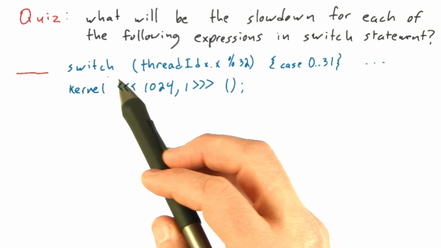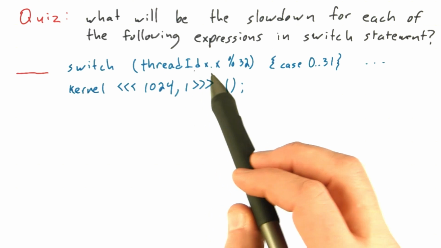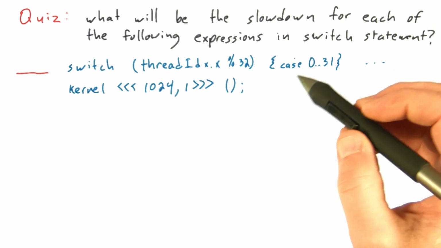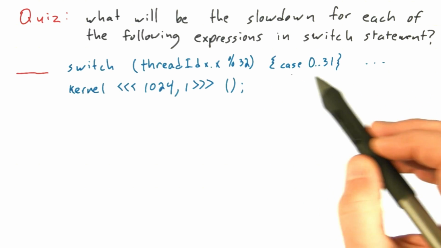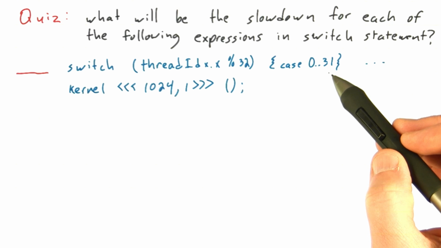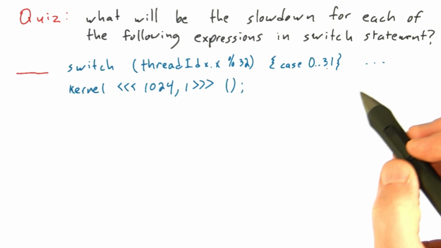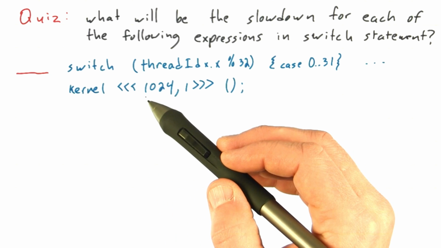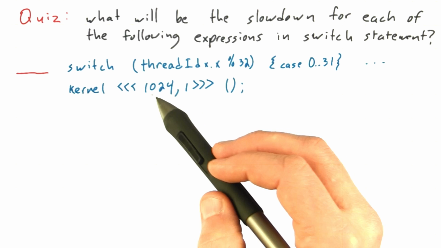Here we've got a switch statement. This is in kernel code. It's switching on the threadIdx.x mod 32, and that means that you're going to get a number from 0 to 31, and I've used this shortcut notation to indicate that I've got cases 0 through 31. I want you to assume that all these cases take the same amount of time, and then there's some more code, and later on I'm going to launch this kernel in a configuration like this. It's going to have a single thread block with 1024 threads.